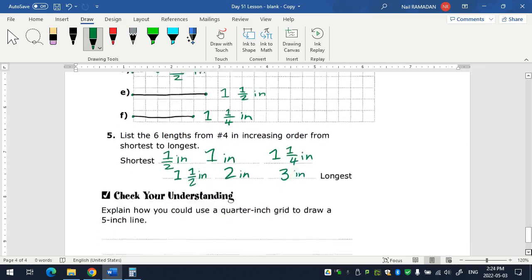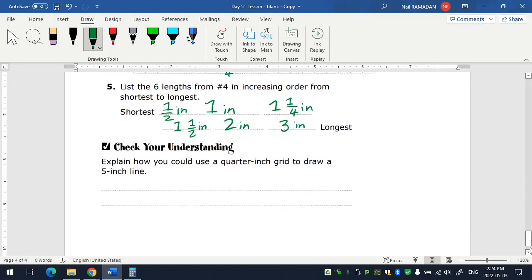Okay, last one. Explain how you would use a 1/4 inch grid to draw a 5 inch line. What's the full distance? Come on, everyone, eyes on me. 5 squares or 5 inches? Now, what's the length of the line we want? 5 inches. Each inch is how many squares? So how many squares do you need? 5 inches means 4 plus 4 plus 4 plus 4 plus 4, which is.